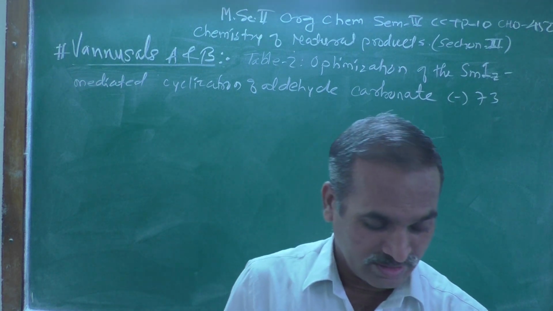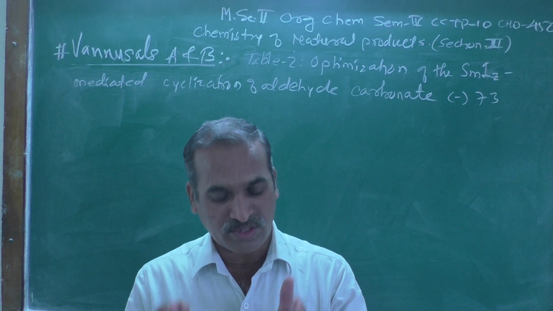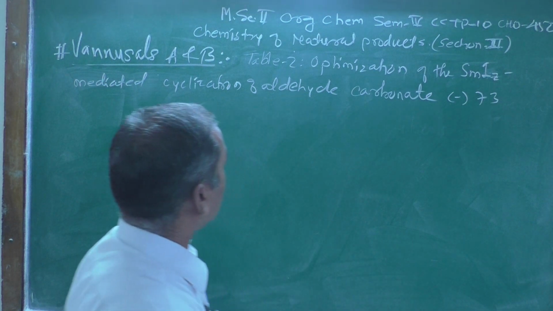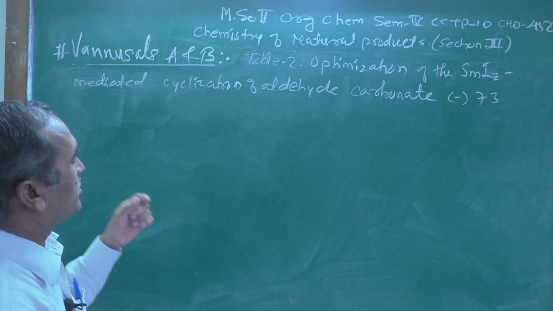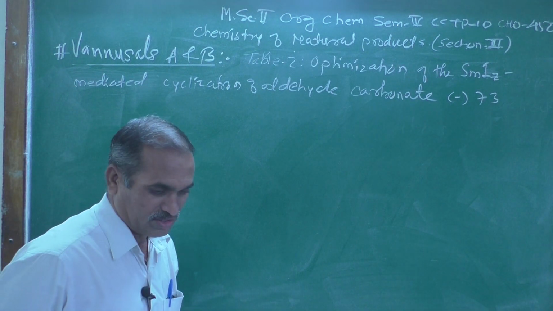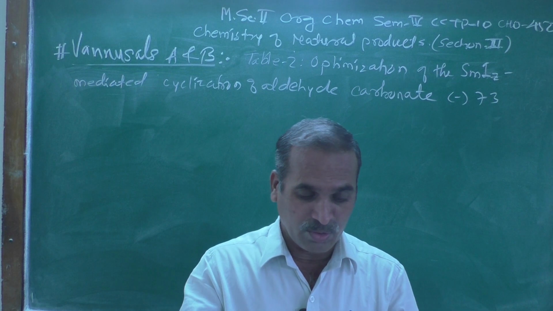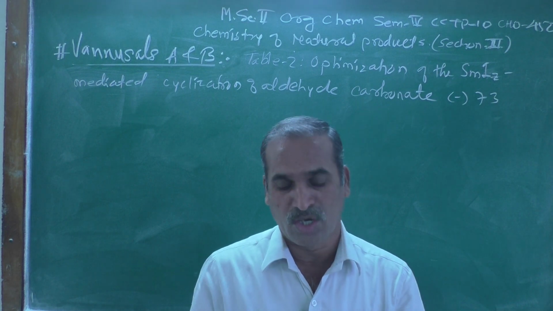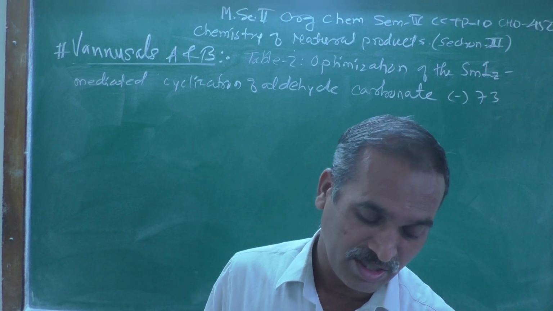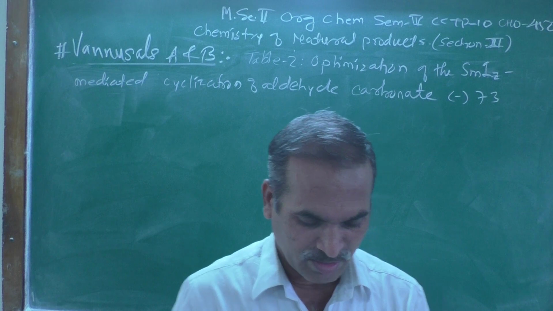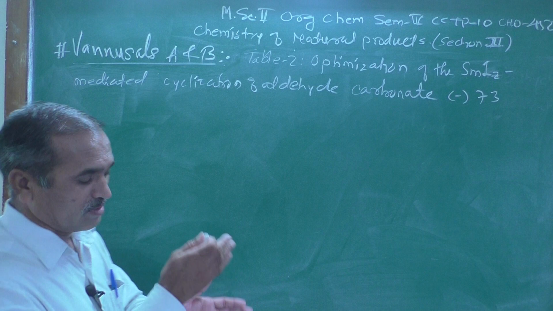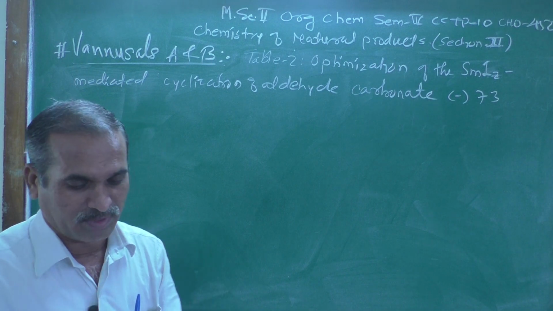Now, today we are going to study table number 2, which is the optimization of the SmI2-mediated cyclization of aldehyde carbonate minus 73, and how they have done the optimization of that compound number minus 73. As we know what compound minus 73 is, let us see it over here, and after that we will see table number 2.